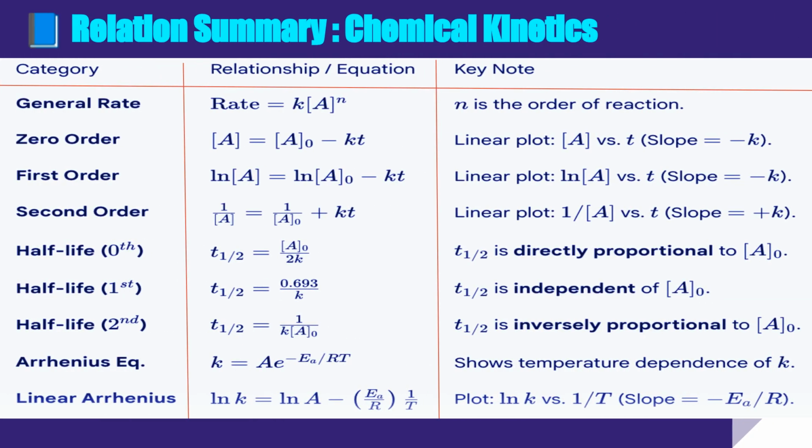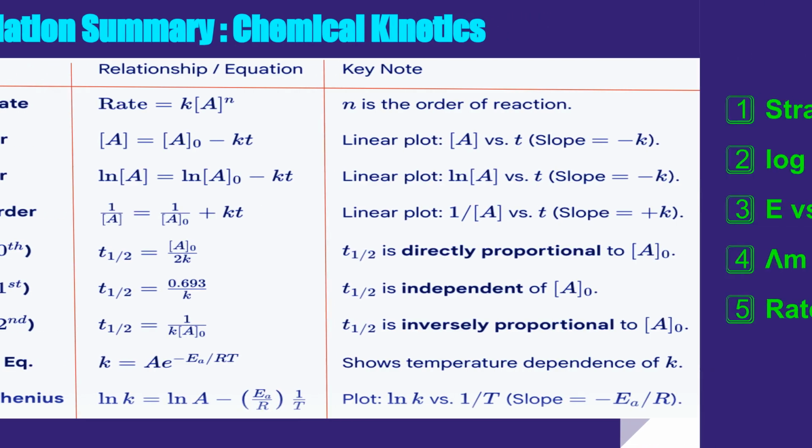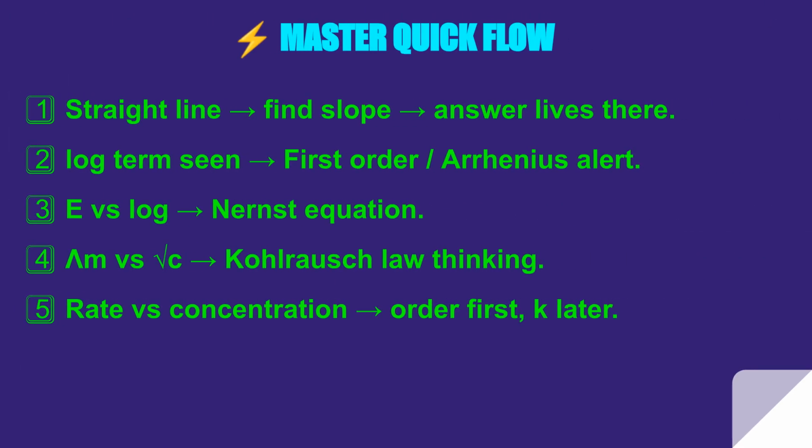This summarizes key relations in chemical kinetics, including the general rate law, integrated rate laws for various orders, half-life equations, and the Arrhenius equation. Here is a master quick flow for graph analysis. Key takeaways include using the slope of straight lines, recognizing log terms for first-order reactions, and linking E cell versus log Q to the Nernst equation.